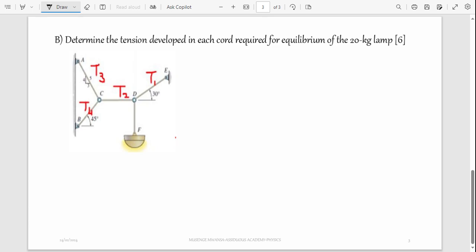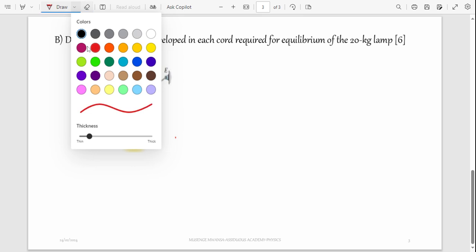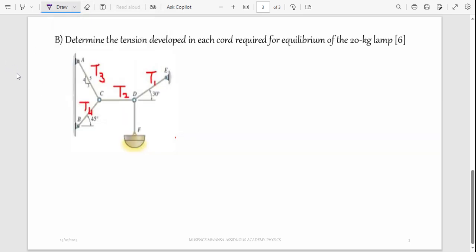And then the second part of the question: determine the tension developed in each cord required for equilibrium of the 20 kg lamp. So this is the lamp and we've been told it is 20 kg. You want to find the tension in each cord. To be able to determine the tension in each cord, we need to take a point at a time. So let me take this point here. We look at all the forces acting on it.